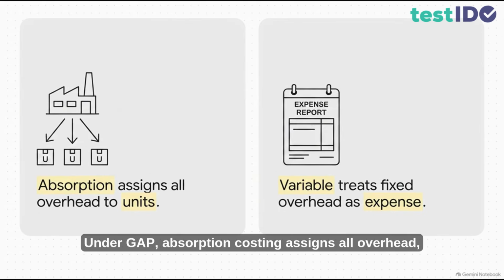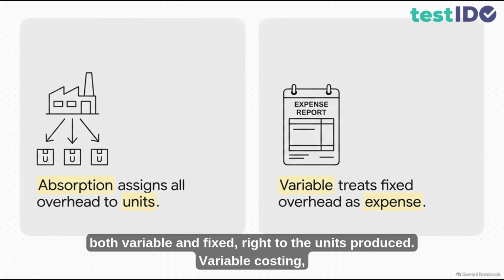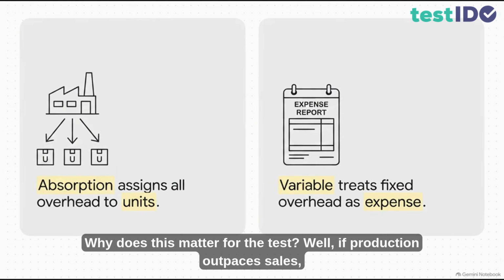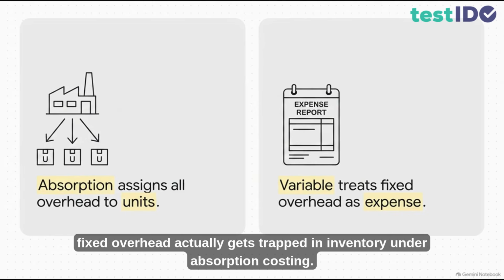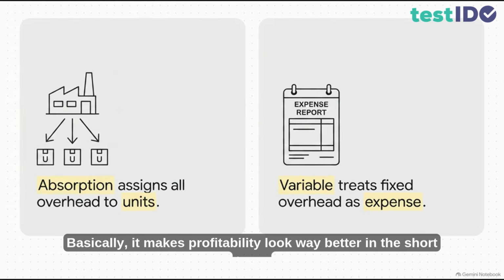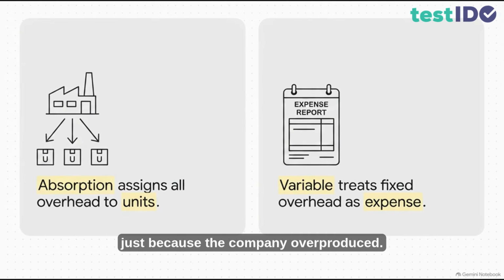Under GAAP, absorption costing assigns all overhead, both variable and fixed, right to the units produced. Variable costing, which we use internally, treats fixed overhead entirely as a period expense. Why does this matter for the test? Well, if production outpaces sales, fixed overhead actually gets trapped in inventory under absorption costing. This artificially lowers your cost of sales compared to variable costing. Basically, it makes profitability look way better in the short term just because the company overproduced.